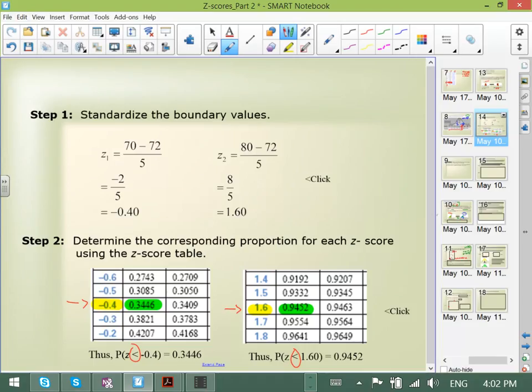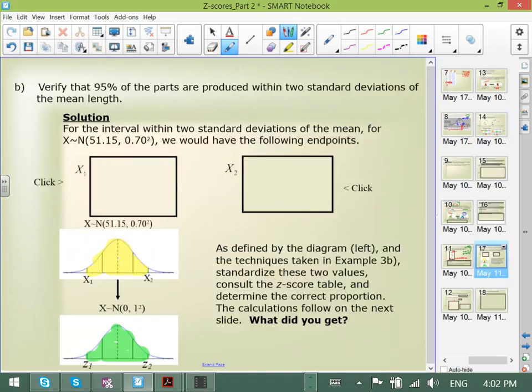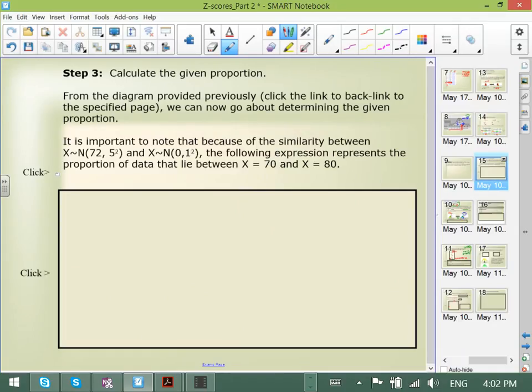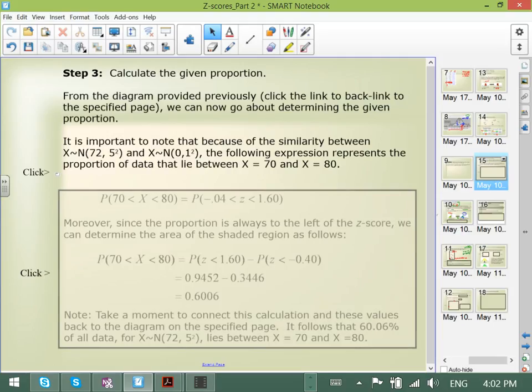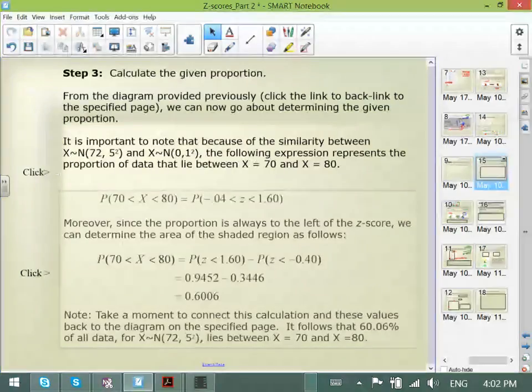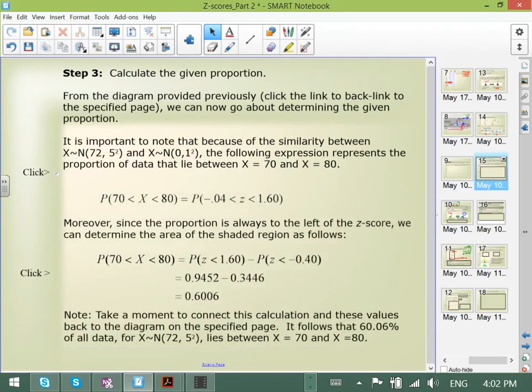Given that they are to the left, I want you to recall that what we'll need to do in this case is take everything that is to the left of 1.6 and subtract away all that is to the left of minus 0.4, which gives us about 60% in the end. Again, going faster, there's a lot of note-taking involved, so pause and reflect as you need to.